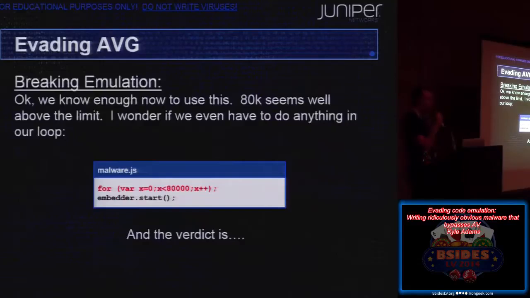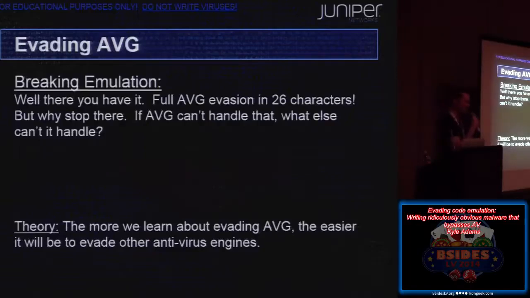So I wonder if I really even need to do anything in my loop. And as it turns out, JavaScript allows you to write a loop that does nothing. So I wrote a loop that just loops around 80,000 times, and then I call embedder.start. The only change to the virus I made was this one for loop. And not detected. So there you have it, 26 characters to evade AVG.